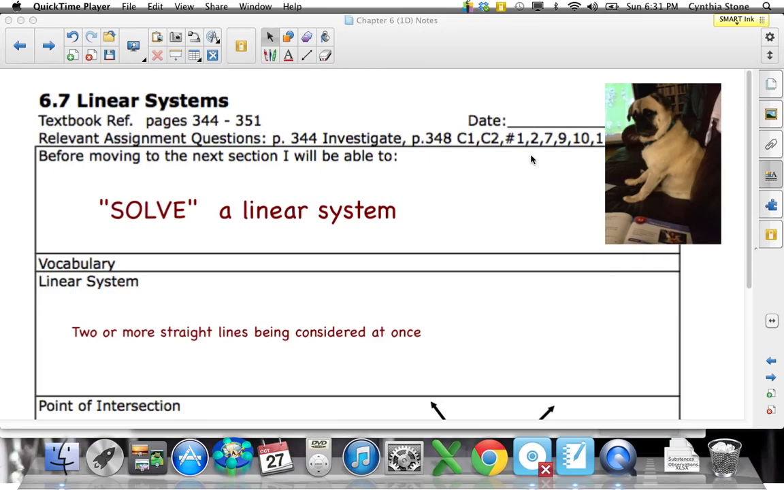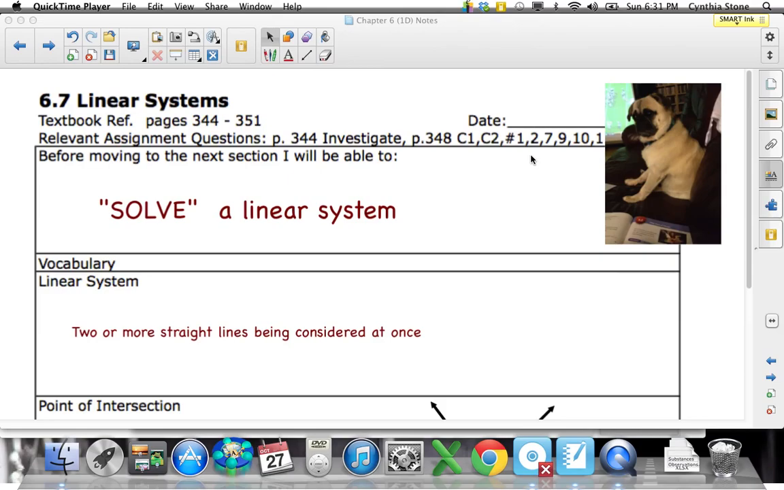Of the grade 9 academic math course is linear systems, and this is the last section for this chapter, so there should be a test coming up soon. This is a fairly challenging topic we've got here, so let's just do it.